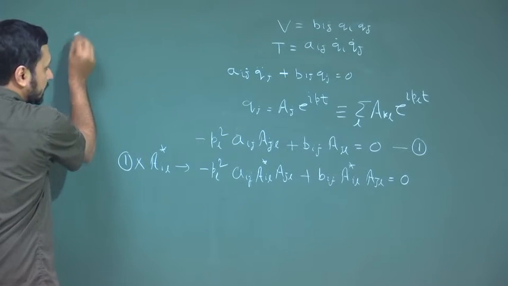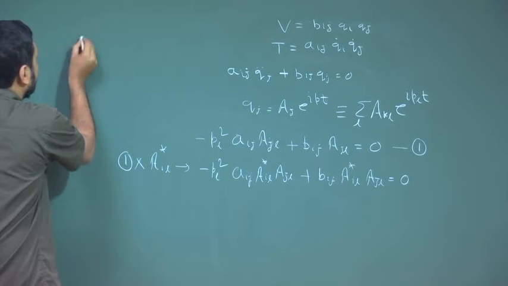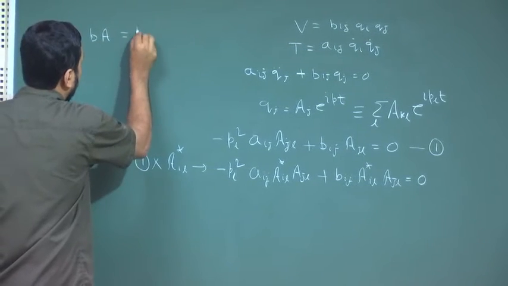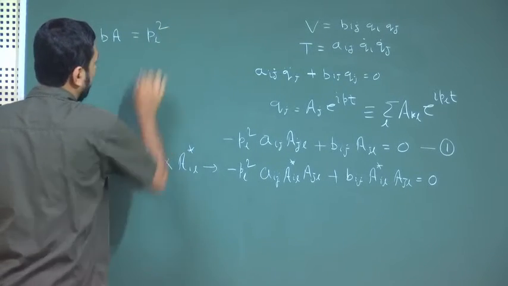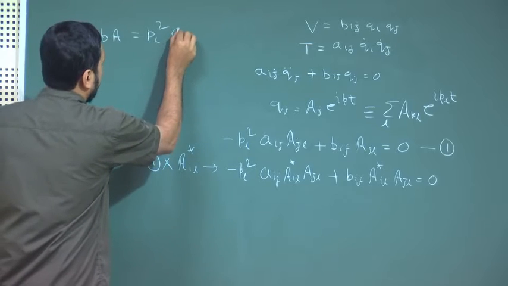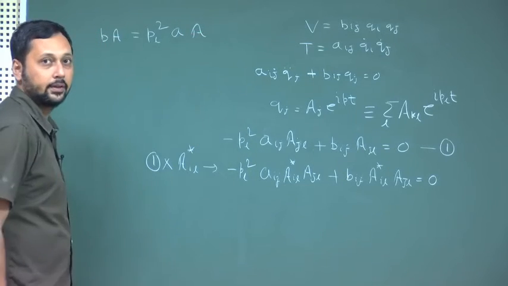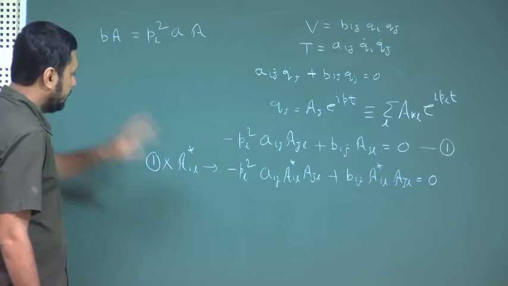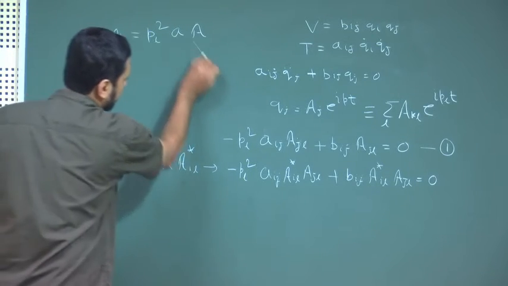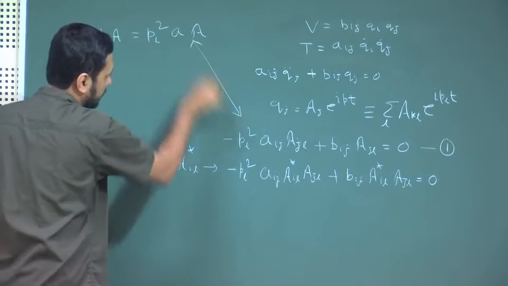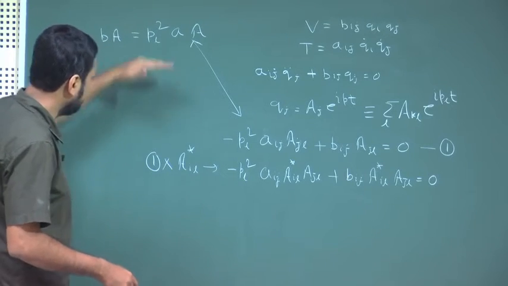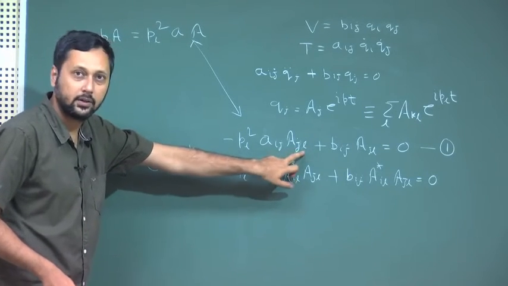So, the matrix equation to begin with was B A is equal to P L square A, no problem. So, what we did here, this operation essentially means the same equation, exact same equation in matrix notation. These two are equivalent, just that when I open this matrix operation and write it by component, you will get this.